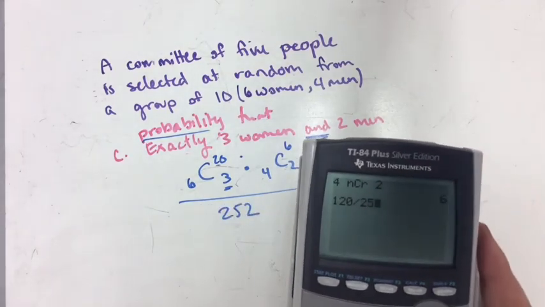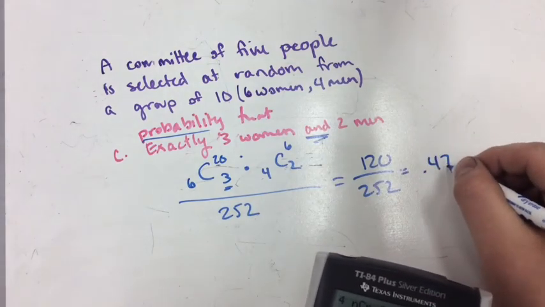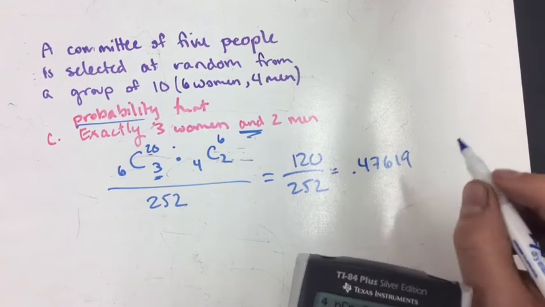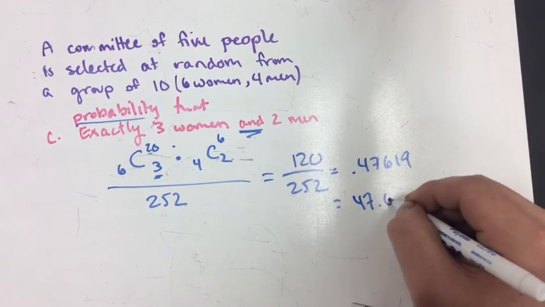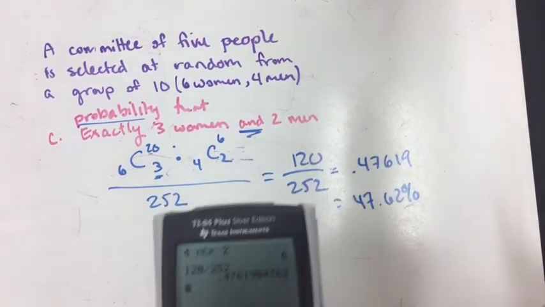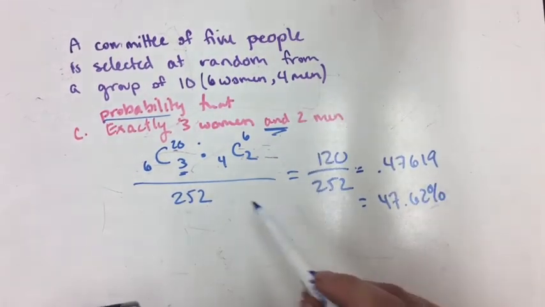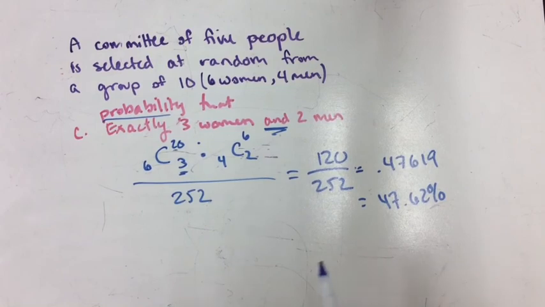120 divided by 252 is equal to 0.47619. And this can be thought of as 47.62%. Okay, so this means that there's a 47.62% chance that there will be 3 women and 2 men on this committee. Okay, this is how combinations are going to work.